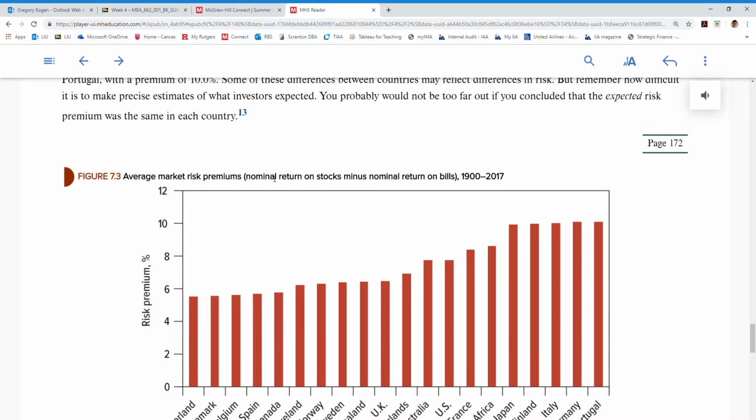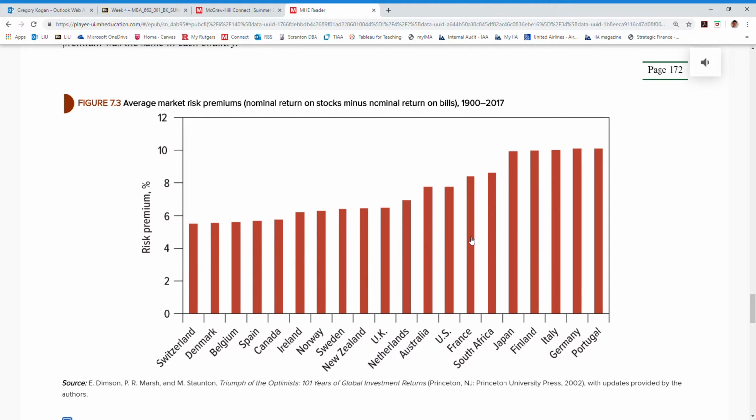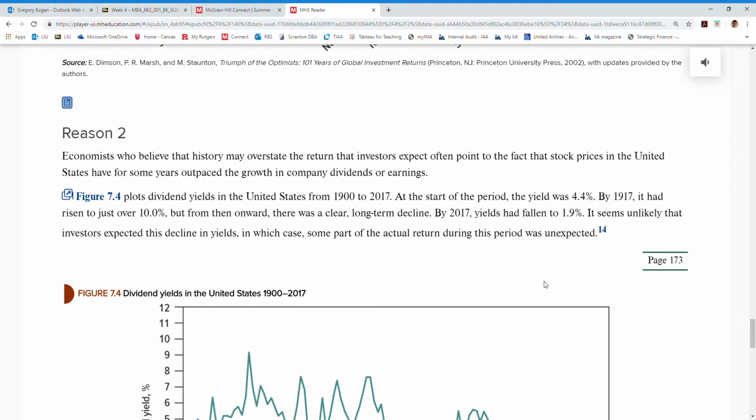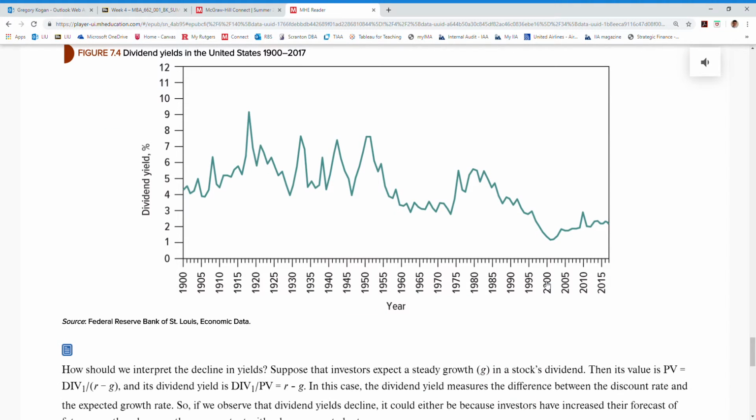So this is nominal return of stocks minus nominal return of bills, average in various countries. So we could see the US is actually right here at 7.7, below France, South Africa, Japan, Finland, Italy, Germany, and Portugal. And this, I also thought this was very interesting.